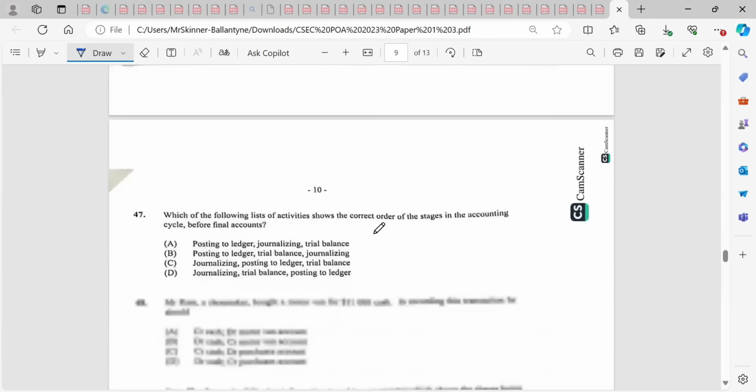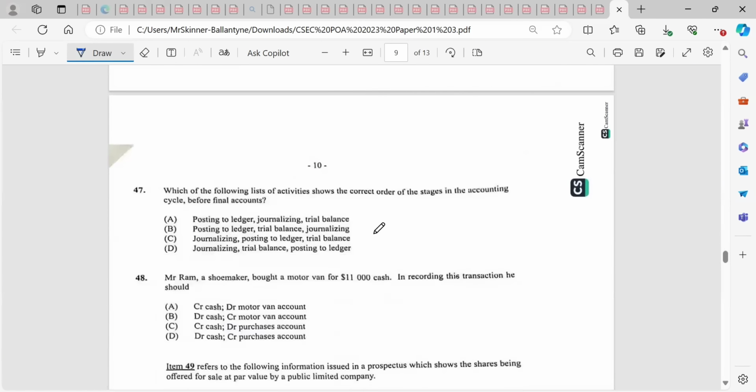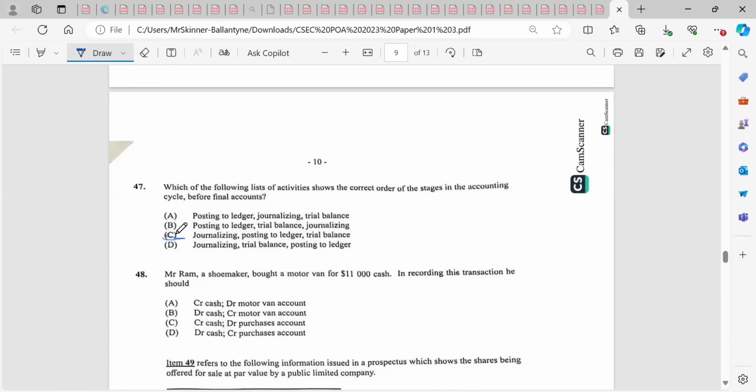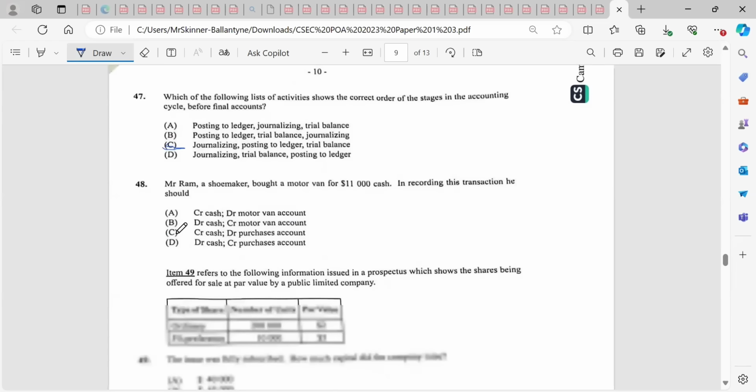For number 47, you want to know which of the following list of activities shows the correct order in the stages of the accounting cycle before final accounts. I know I always say this, but if you go on my profile, you will see a song that will help you learn the accounting cycle by heart. All right, I'm not going to sing it now, so don't ask. But the answer is C, journalizing, posting to the ledger and trial balance. All right, the source documents, journals, ledgers, trial balance, income statement, balance sheet.